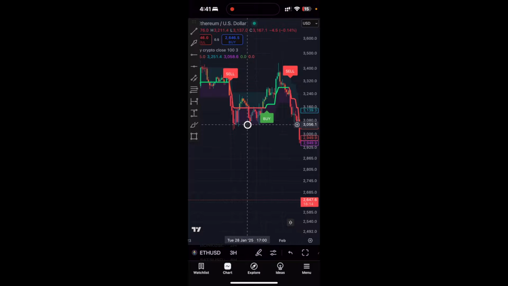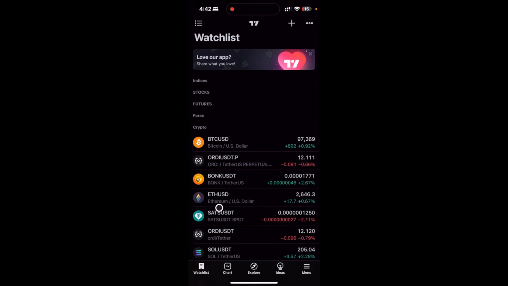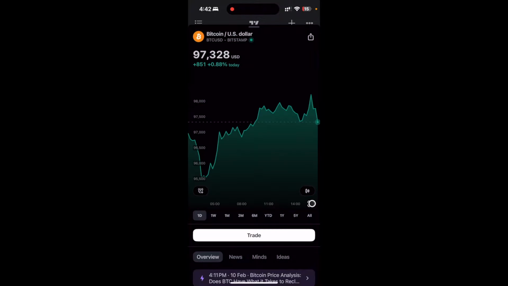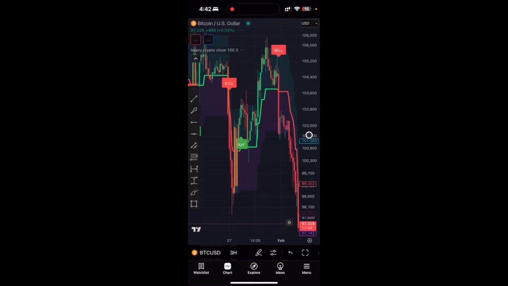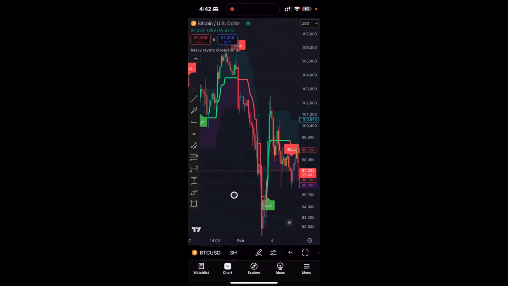So this is the Ethereum chart right here. All I have to do is apply the pair that I want to take a look at. For example, let's say I'm trading Bitcoin. I can just select Bitcoin right here on my phone. Let's view the Bitcoin chart. Cool, right? Now we have the Bitcoin chart right here. So the same thing applies to Bitcoin.